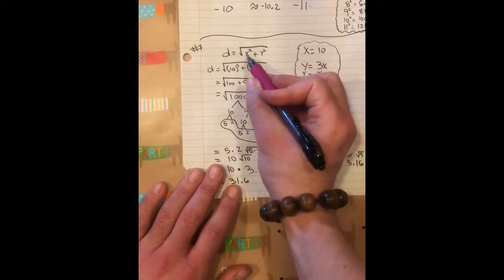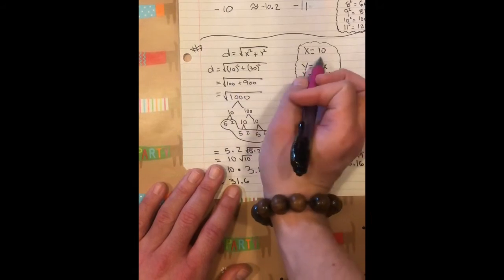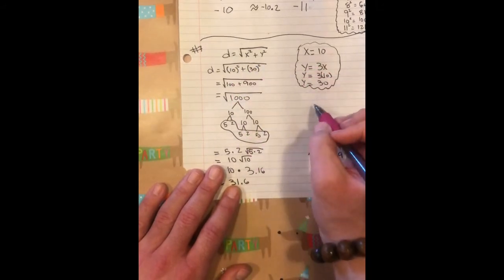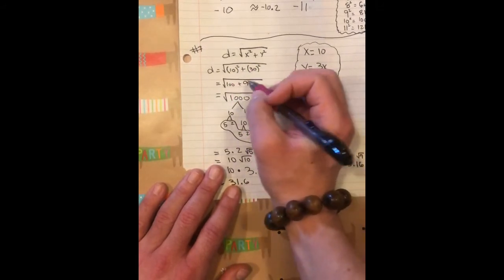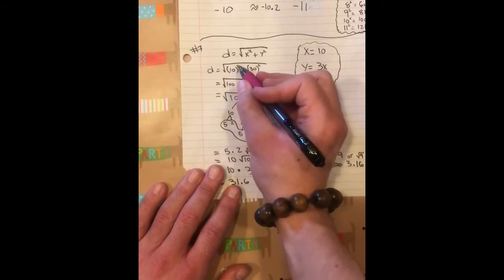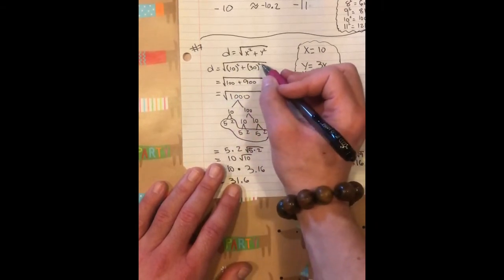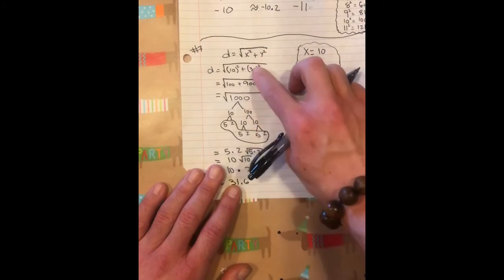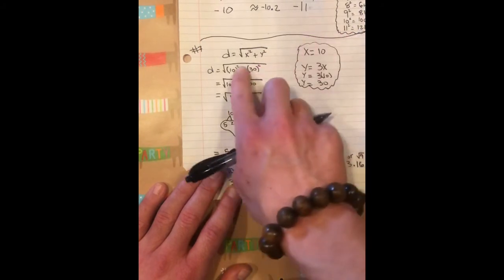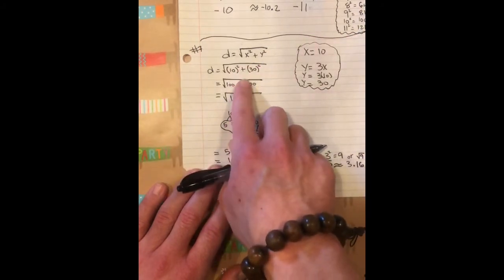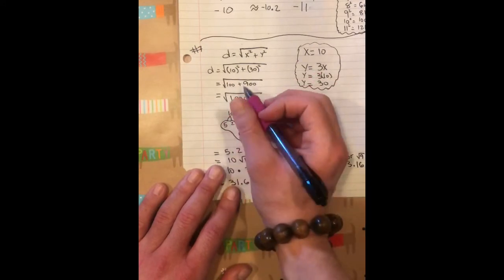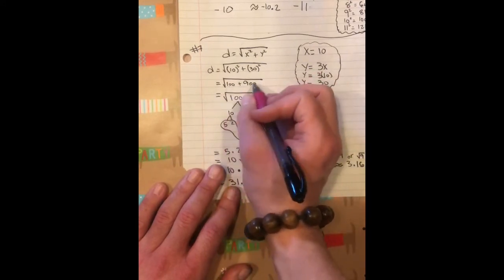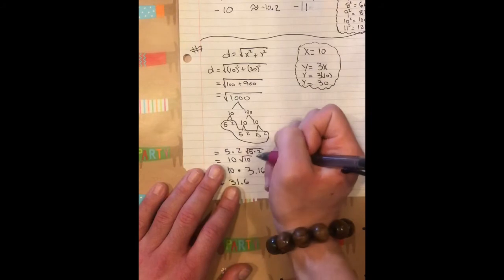I took x and I plugged in 10. I took y and I plugged in 30. And now I'm just simplifying. 10 squared is 100. 30 squared is 900. 3 times 3 is 9, 10 times 10 is 100, 900. Okay, if you're trying to do mental math, 100 plus 900 is 1,000.